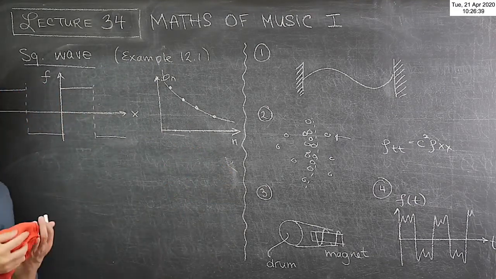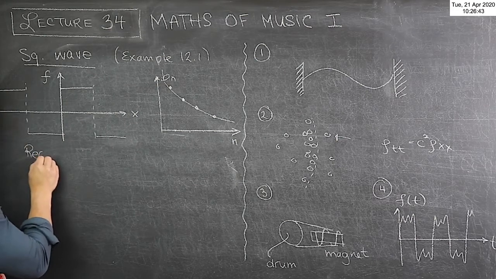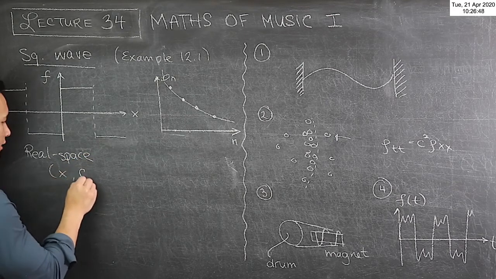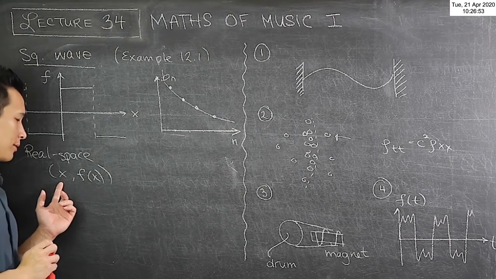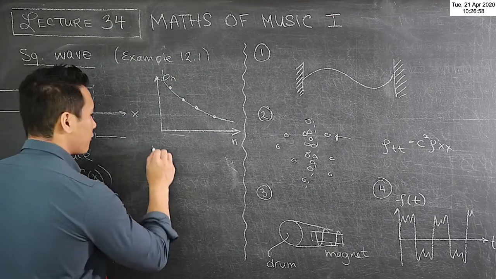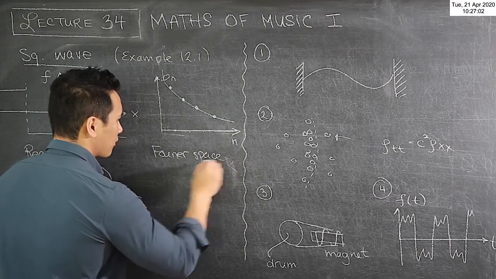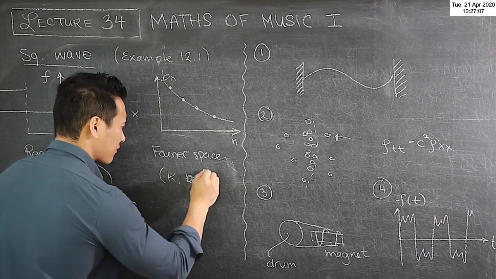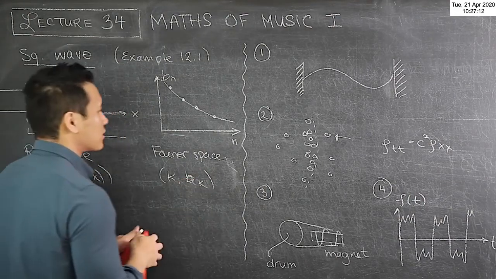So as I said, you can think of this correspondence with what we call real space. I'm going to define real space as the position x and the height of the function f of x. And I'm going to define Fourier space as k and a_k, or b_k. In this case, we don't have any a_k's, but we can just use the b_k.